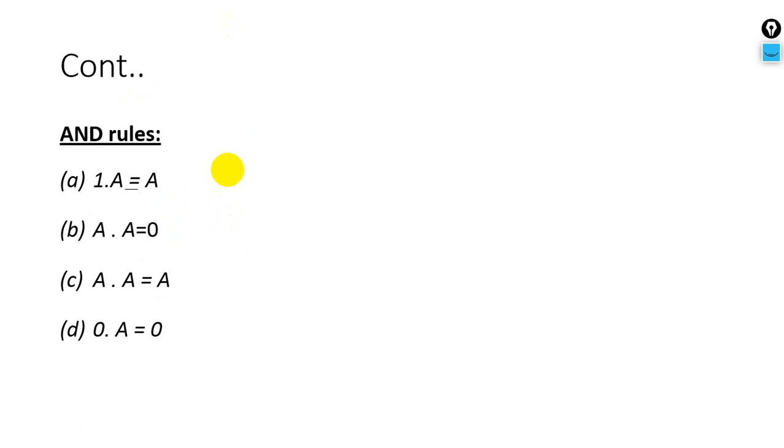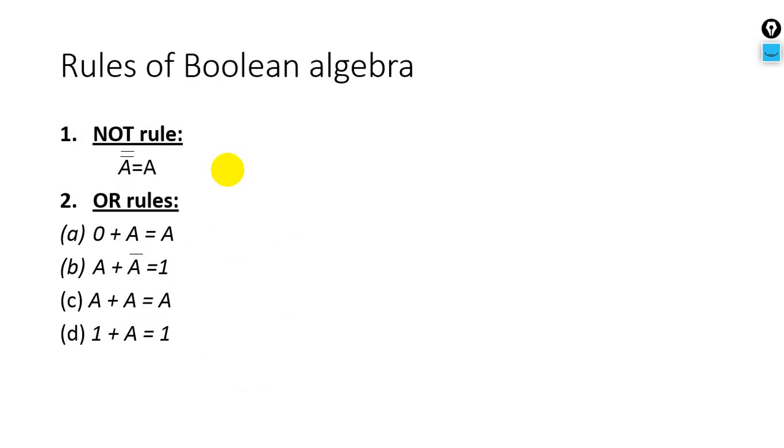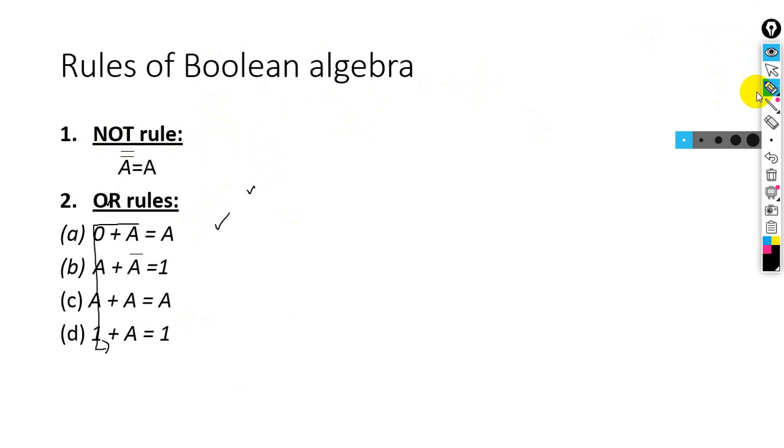So we will discuss these rules and laws of Boolean algebra in this chapter and in this lecture. Here, first, we have the rules of Boolean algebra. We will discuss the NOT rule, the OR rule, and we will also discuss the AND rule, which are on the next slide.